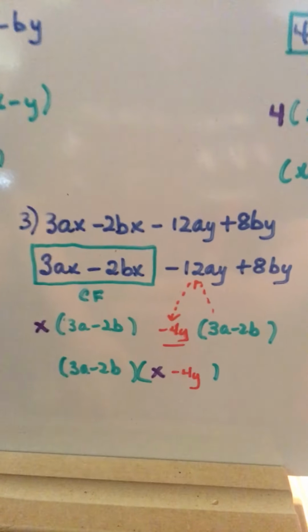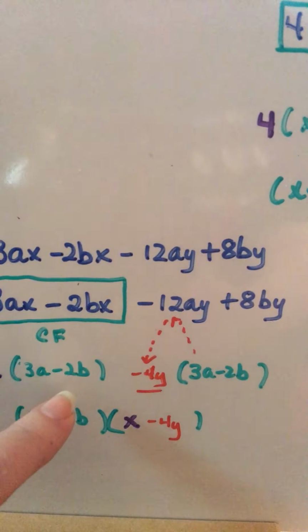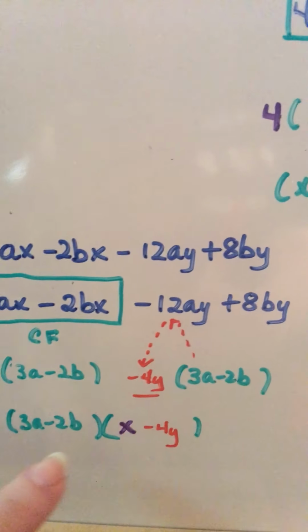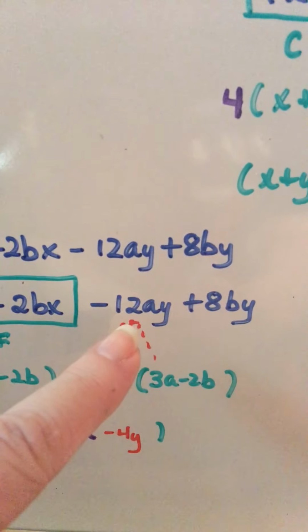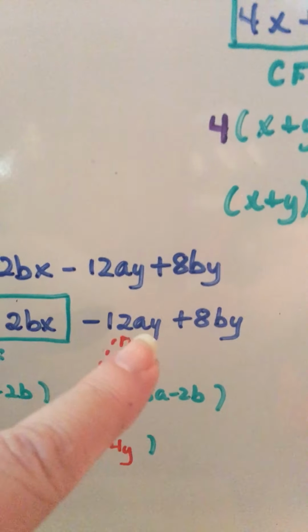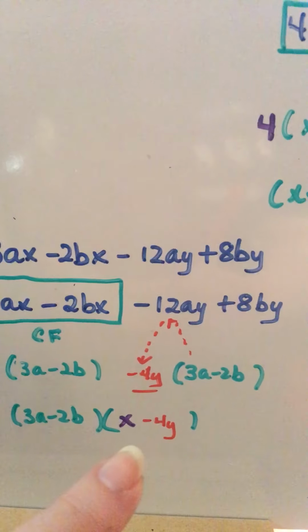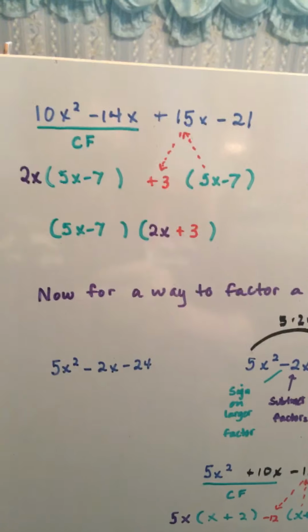For the last one, it's messier looking. Same idea, common factor, the x. Now what's the binomial? 3a minus b, I write it once, twice, and then underneath thrice. I play the game. 3a needs what to get to negative 12ay? Negative 4y. And so I have x minus 4y. Now, I know a lot of people teach you this stuff by dividing, but you are much better multipliers and adders than you are dividers.